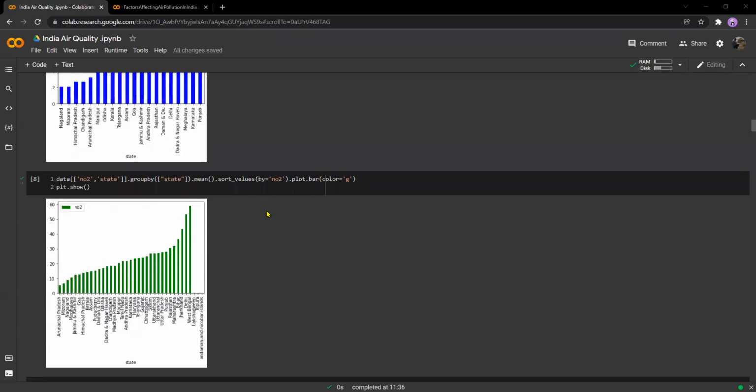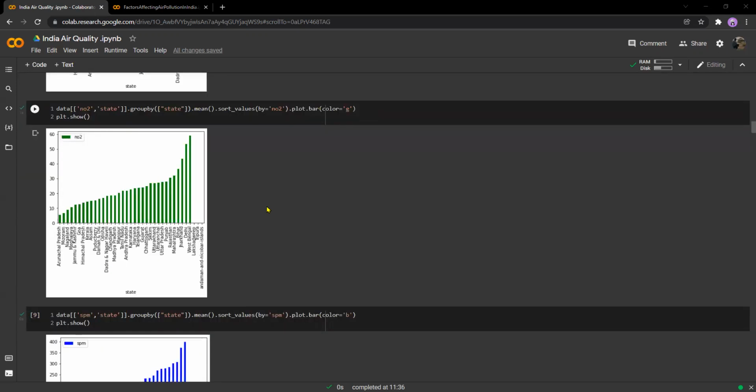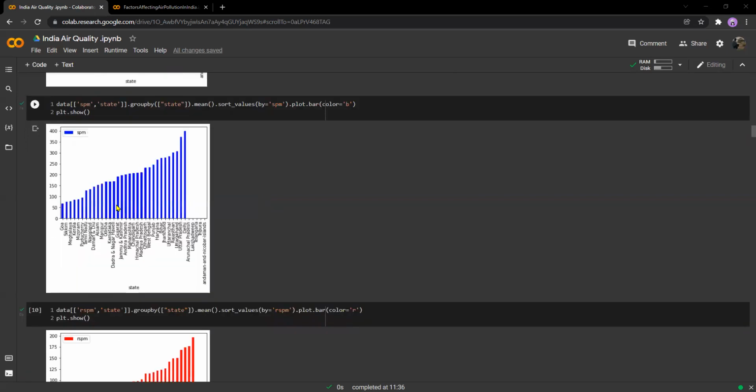The second analysis is nitrogen dioxide with respect to the state. As you can see, West Bengal is in the highest position, where factors such as vehicle combustion and industrial combustion are major factors for air pollution currently in India. And the next one is particulate matter.